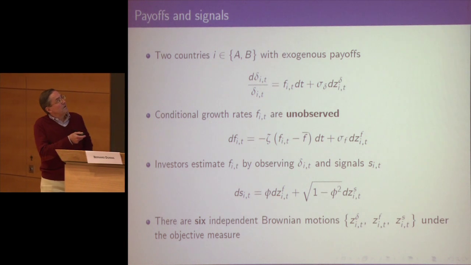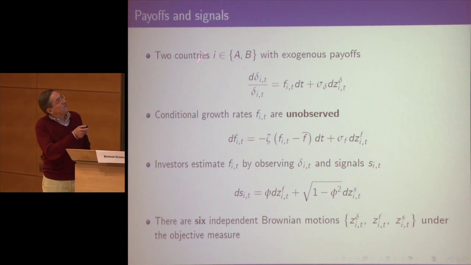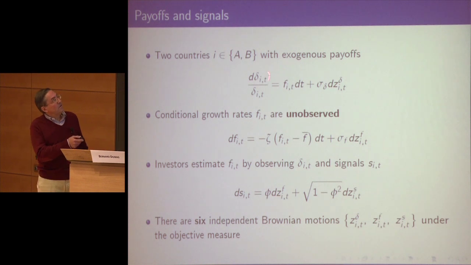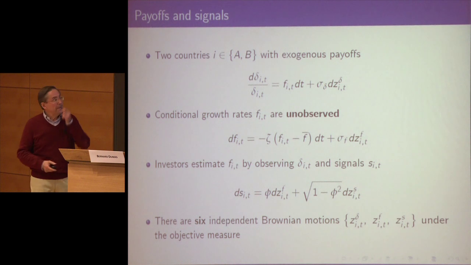So there is some payoff. In two countries, A and B, there is a payoff delta_i,t, and it evolves according to a stochastic process. Notice that the conditionally expected rate of growth of that process, f_i,t, has a subscript t because it itself follows a stochastic process, which is mean reverting. And people do not observe f.